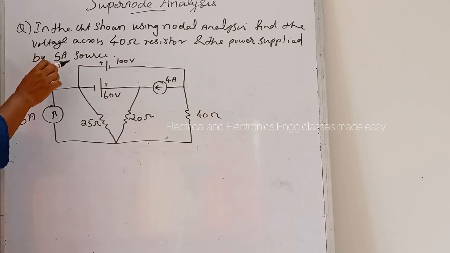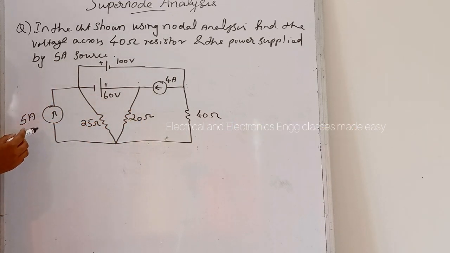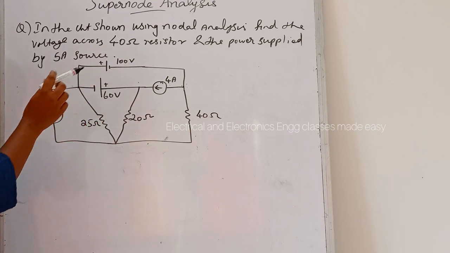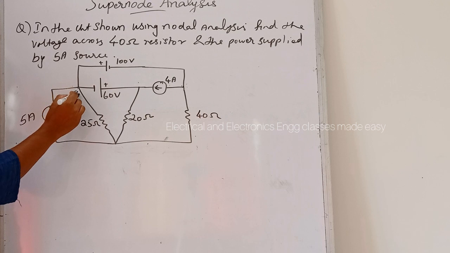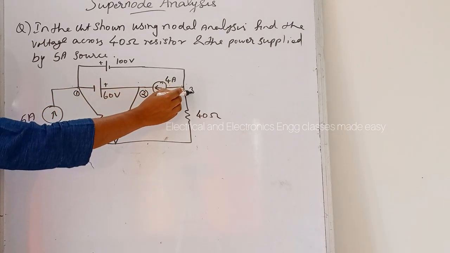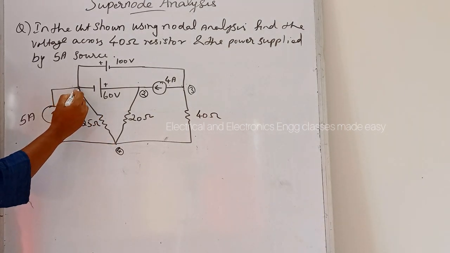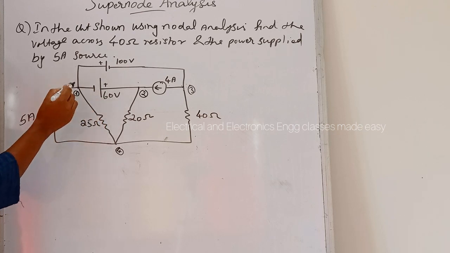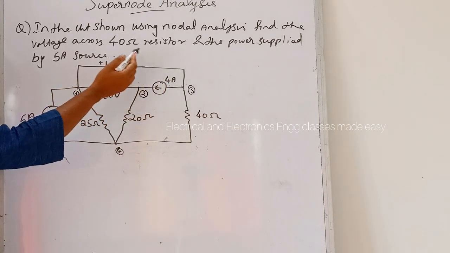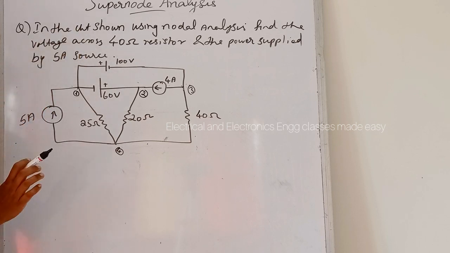Let us do a problem. In the circuit shown, using nodal analysis, find the voltage across the 40 ohm resistor and the power supplied by this 5 ampere source. This is the given network. In nodal analysis, our first step is to mark the nodes. This is one node, this is second, this is the third node, and this is the fourth, reference node. Between nodes one and two there is a voltage source. Also between the first and third node, another voltage source is there. So we have to go for the supernode analysis.